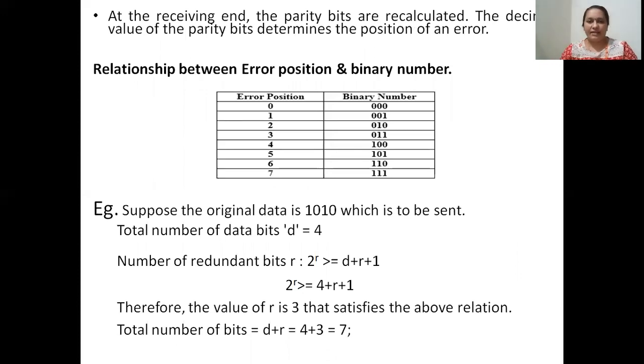At the receiving end, whatever redundant parity bits are sent will be recalculated, and the decimal value of the parity bits will determine the position of an error if it has occurred. If the parity bits when recalculated are the same as what was sent by the sender, it is understood that there was no error. If at all parity was not the same, then the decimal equivalent of the parity bits will tell us the position of the bit which has been received erroneously.